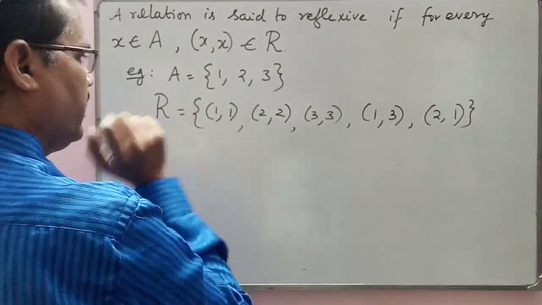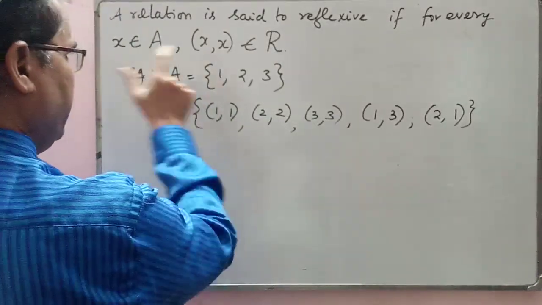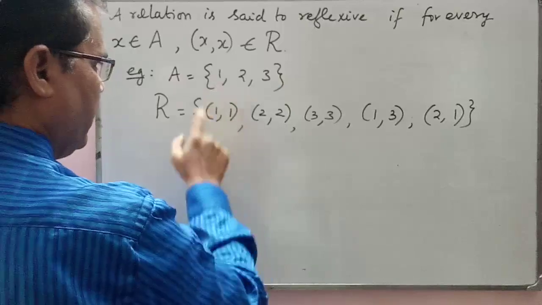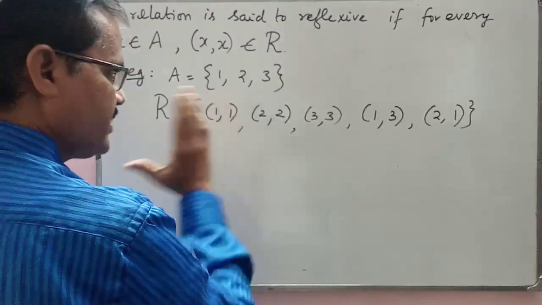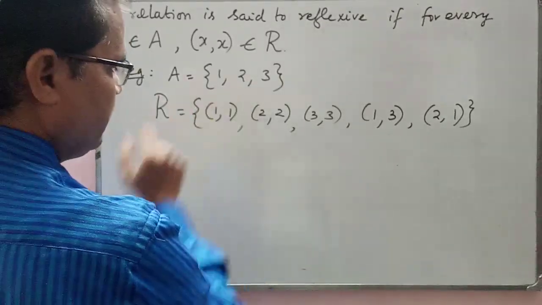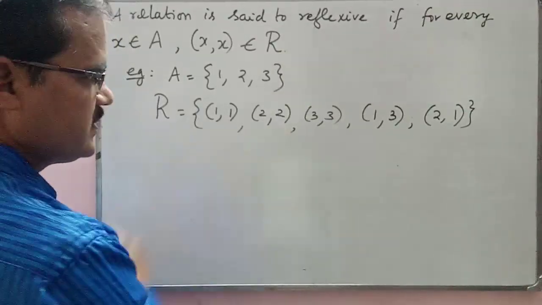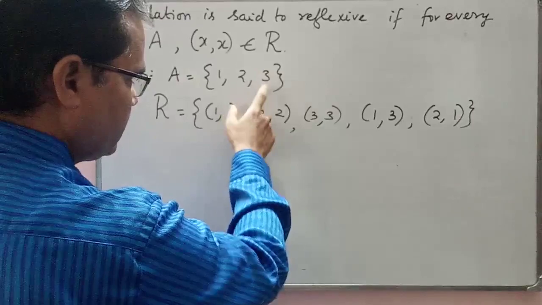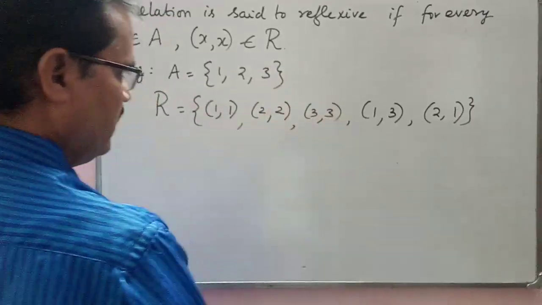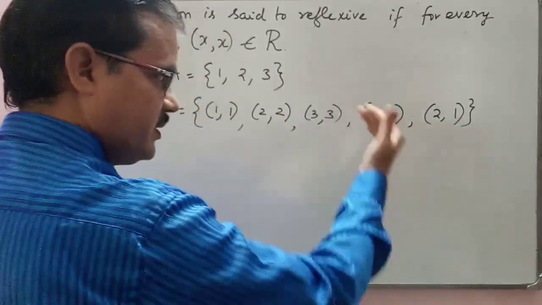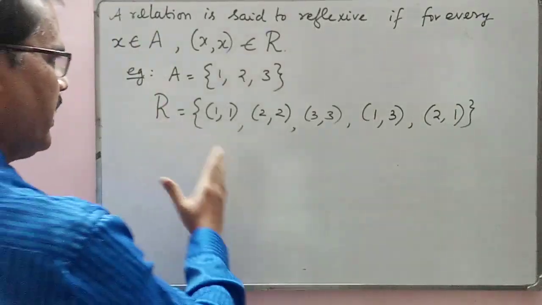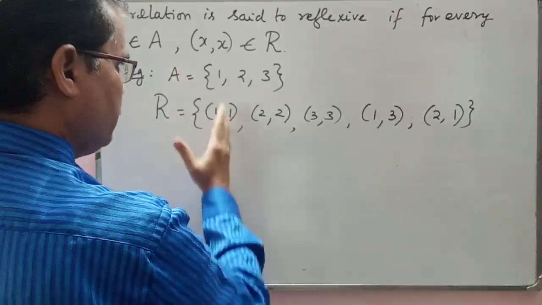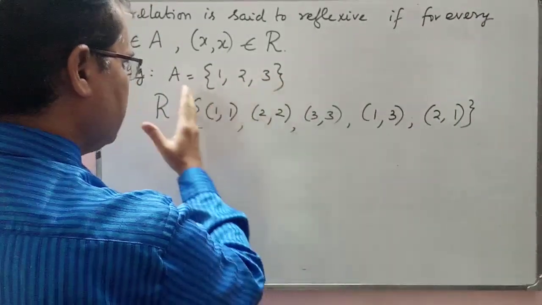So 1, if you take 1 comma 1 is there. X, if you take x comma x is there. So 1 I have taken, 1 comma 1 is there. So its reflection is there. See the next element 2. 2 comma 2 is there. Next, you are good. You are correct. If you take 3, 3 comma 3 is there. You may have extra ordered pairs. That doesn't matter. But you should have the reflexive pair of all the elements whichever is given in A.